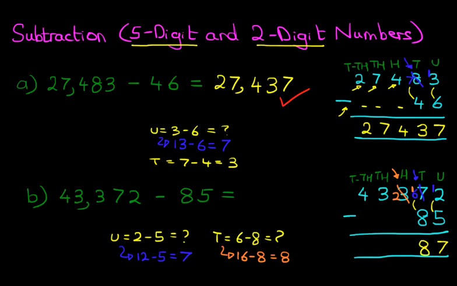Now as for the hundreds, we've got 2. It's no longer 3, it's 2 minus 0, it remains 2. The same applies for the thousands and the 10,000s. Because we are subtracting 0, those digits do not change. Therefore, our answer is 43,287. Okay, it's nice and simple. Just make sure you follow through the principles that we've learned in several of these tutorials. So that is subtraction of a 5-digit number and a 2-digit number.